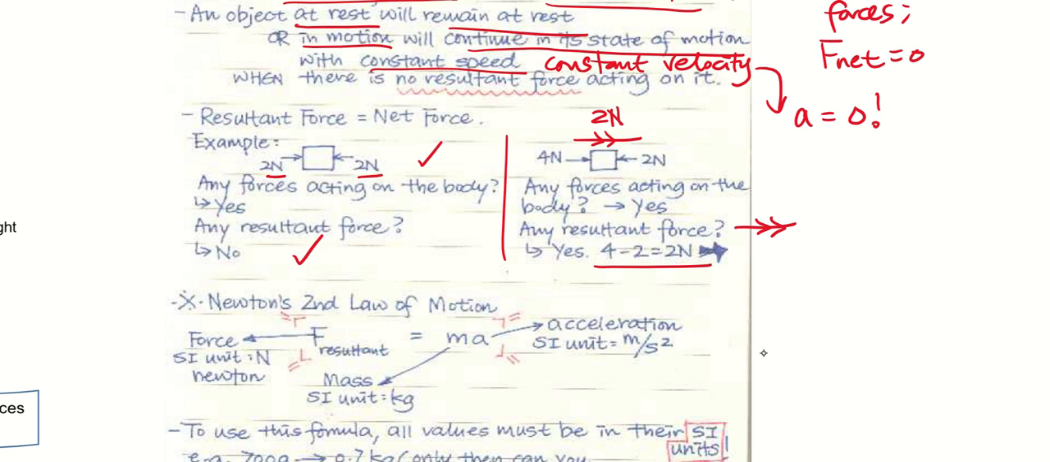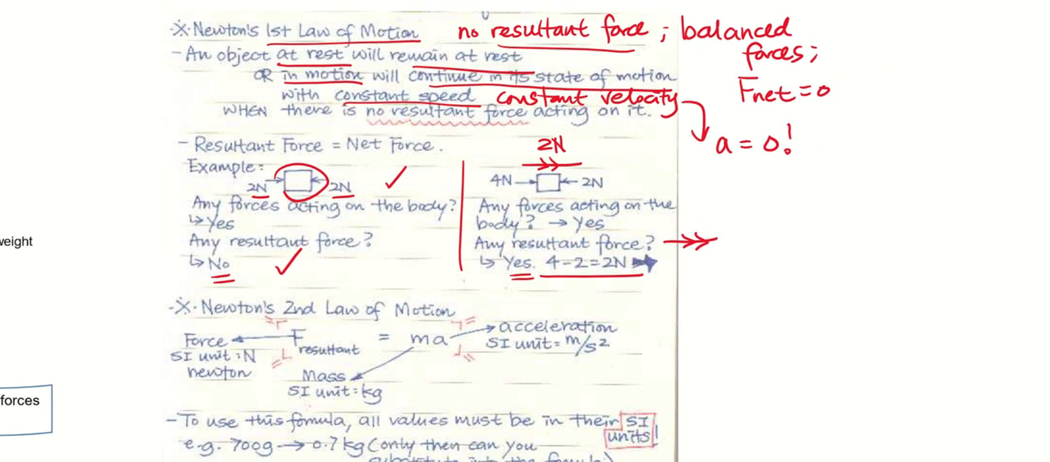This is a case with no resultant force. This is a case whereby it has resultant force. So what will happen to this object? If it is already moving, then it will move with constant velocity. But if it is stationary, it will just remain there, even though there are 2 of these 2 Newton forces pushing on it. So this is Newton's first law.